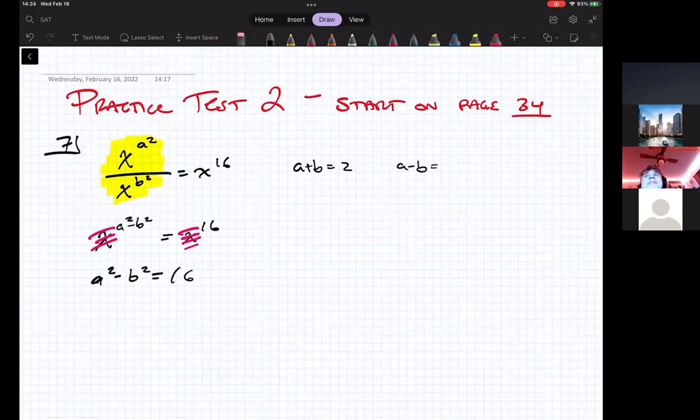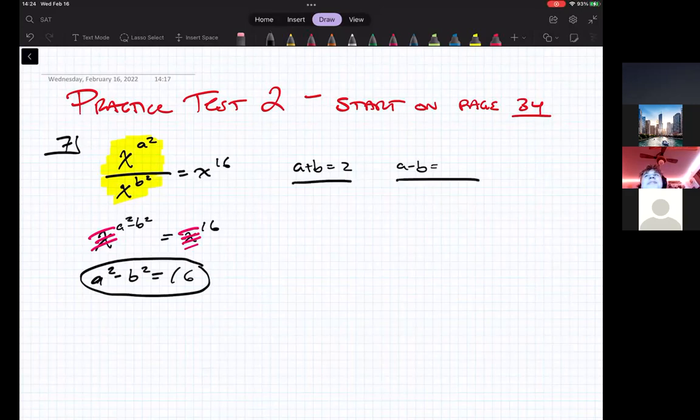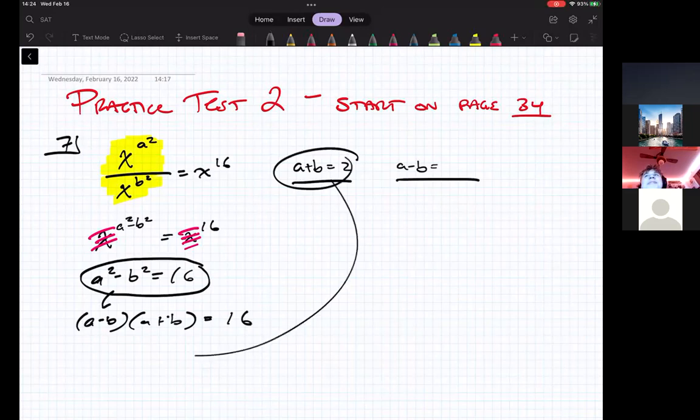This is a problem where you only have one equation and 2 variables. And that's okay because I don't really care about solving for a and b separately. I'm told that a plus b equals 2. If I want to find a minus b, I just have to factor. So if you want to remember how to factor a squared minus b squared, it's a minus b times a plus b equals 16. And if a plus b is equal to 2, then something times 2 equals 16. Obviously, a minus b has to equal 8.